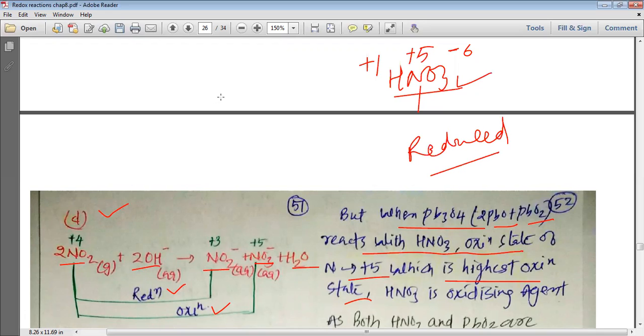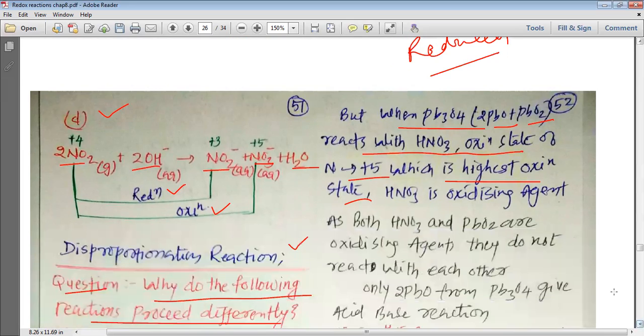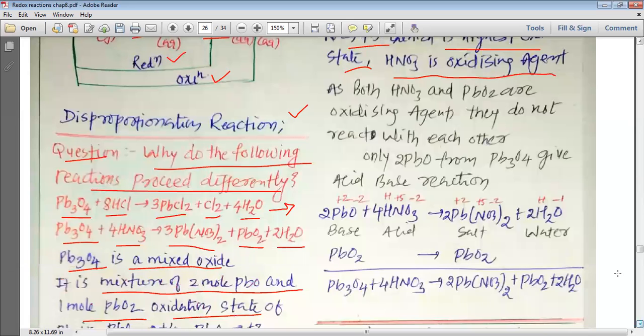So both PbO2 and nitrogen of HNO3 have the highest oxidation state, and both want to reduce each other. So both these are oxidizing agents. The oxidation state of nitrogen is plus 5, which is the highest oxidation state, and HNO3 also behaves as an oxidizing agent. So as both HNO3 and PbO2 are oxidizing agents, they do not react with each other. And as they do not react with each other, only the PbO from Pb3O4 gives an acid-base reaction.